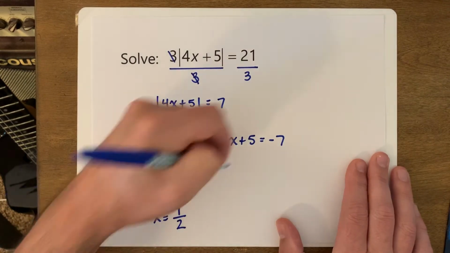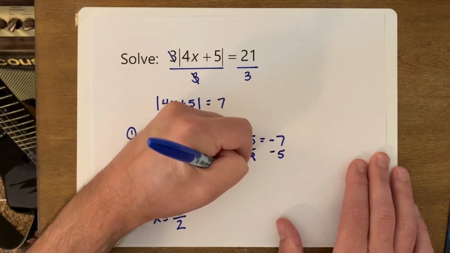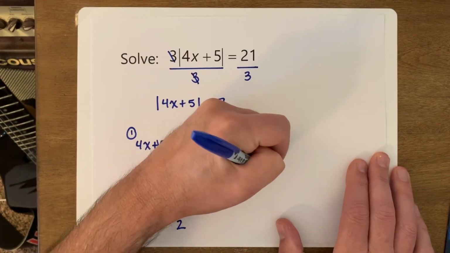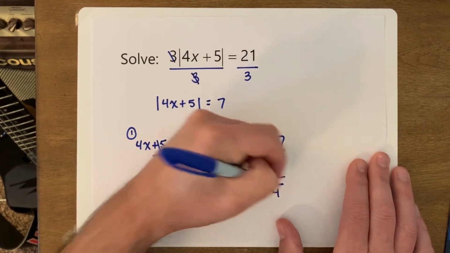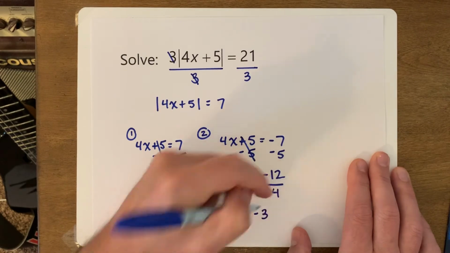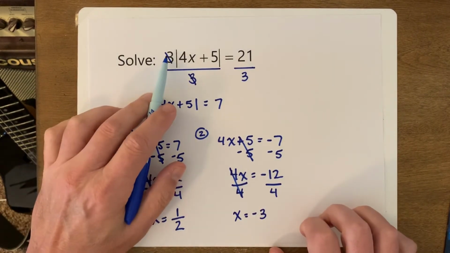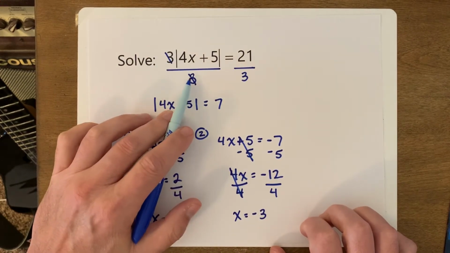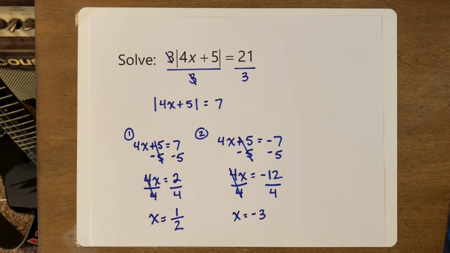There's one solution. Subtract 5, bring down my 4x, and that will be negative 12. Divide by 4, and I get x is equal to negative 3. Again, when there's any doubt, plug these into the original equation, which I've kind of messed with here by dividing the 3 out. But plug them into the original equation, and you should get a true statement for both of them.